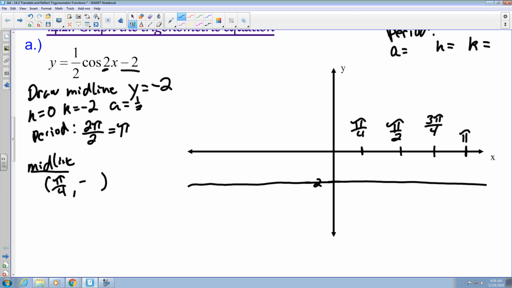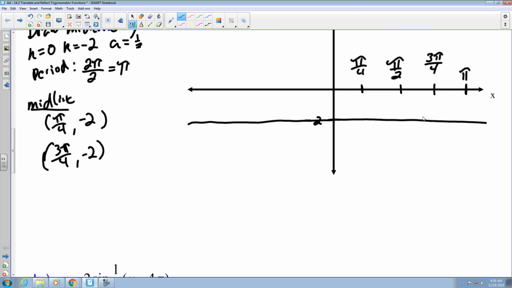K is -2, so I go right here, -2. The next coordinate is going to be 3/4 times the period. So 3/4 times pi is 3 pi over 4. And k is -2.